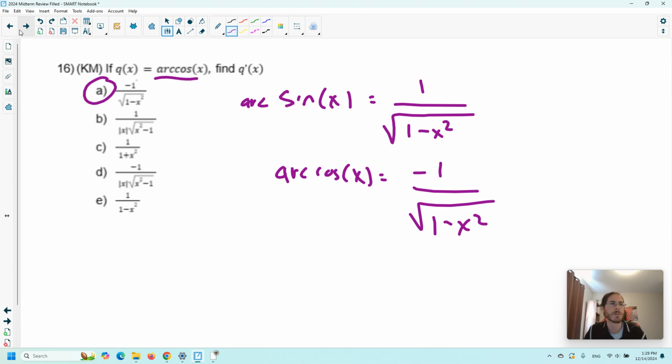Another memorization one. So kind of like we had that other limit that was a memorization limit. This is a good memorization for a derivative.